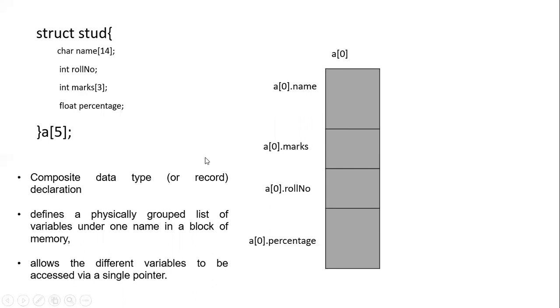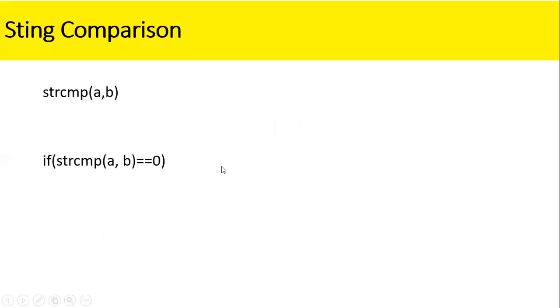Okay, this is about the structure. And then we also need to know about string comparison for this program. String comparison is a built-in function. When you give 2 names here, a and b, it will return 0 if a and b are same. Otherwise it will return some integer.